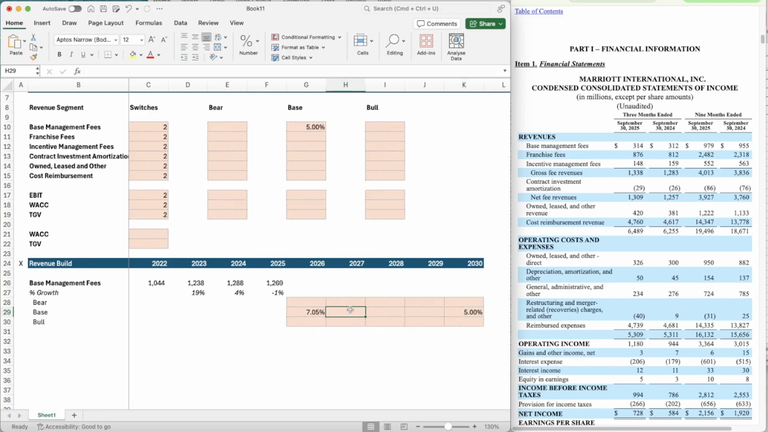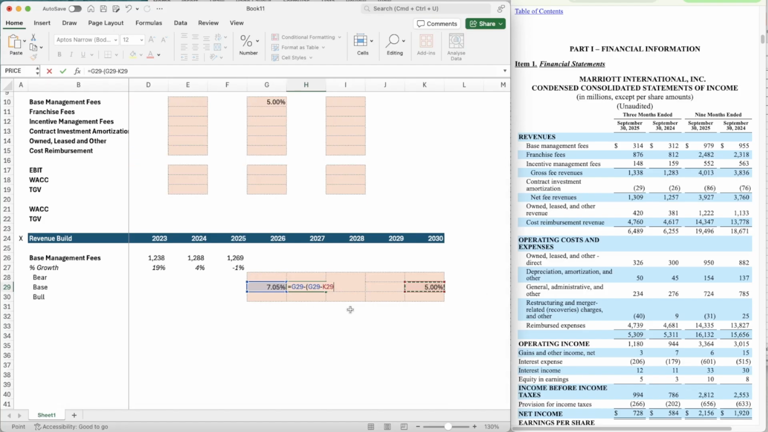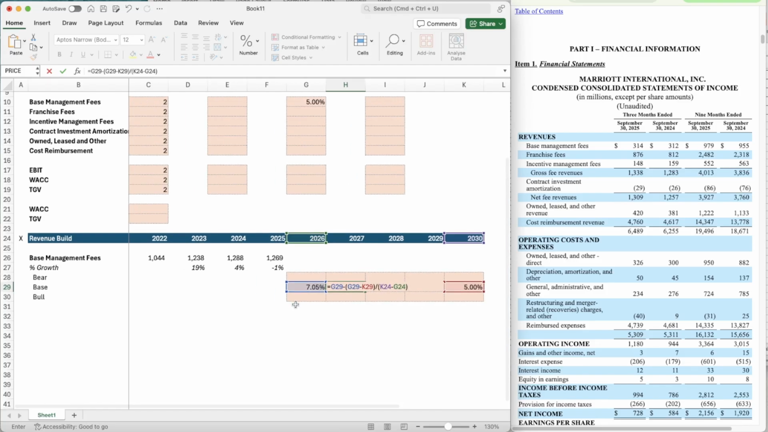model as well. So the way we find out these three cells are, we just go equals, we take the previous year, subtract, open your brackets, the previous year minus the final year, close your brackets, divided by, open brackets, your final year minus your previous year. And we're just going to copy and paste this format into our other revenue segments. So we want certain things to be fixed and others to be dynamic.